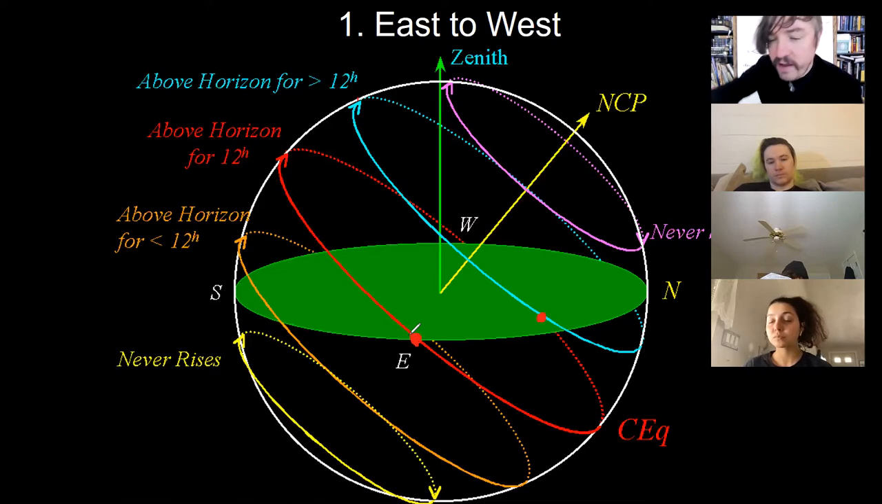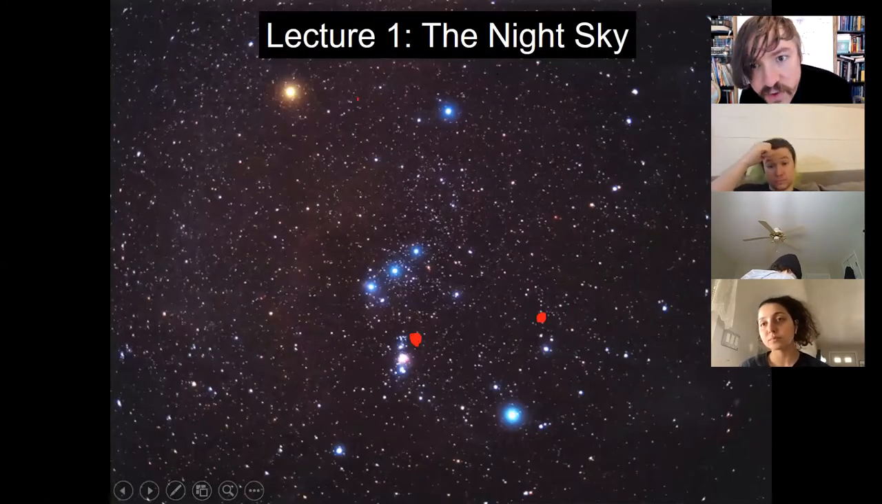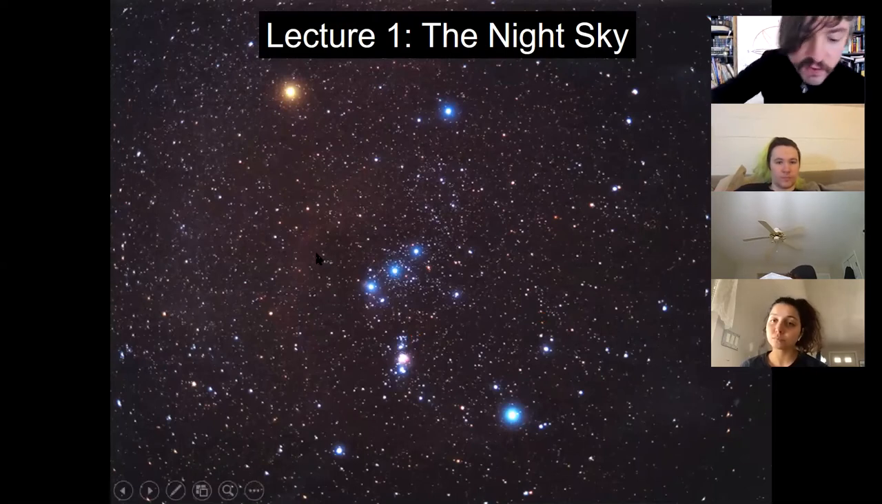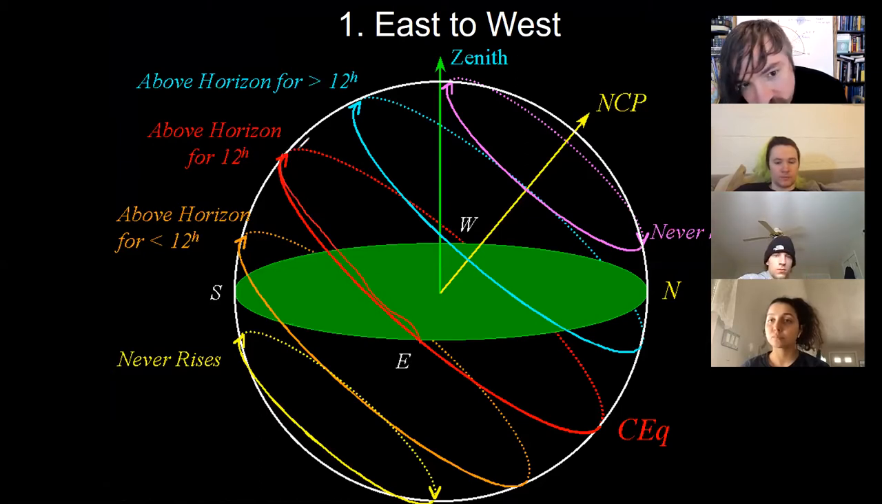And for instance, you know the three stars that make up Orion's belt? They are pretty much right at the celestial equator. So if you're a star in the belt of Orion, you're gonna be stuck to this red track here, and you'll also rise in the east. And also it's true that your highest point in the sky will be the meridian. So no matter what ring you're on, you're always gonna get the highest in the sky when you cross the meridian.